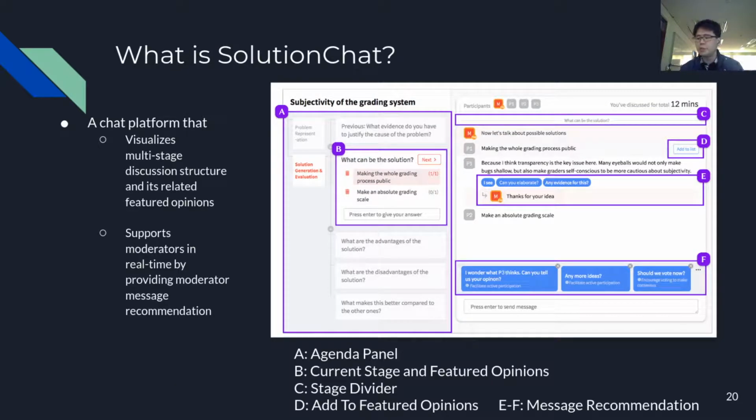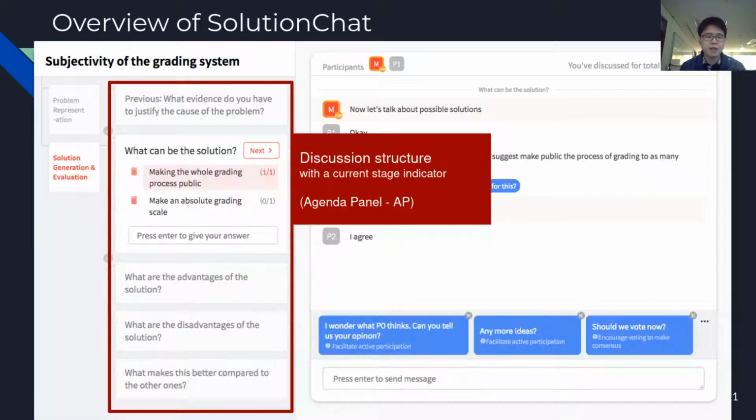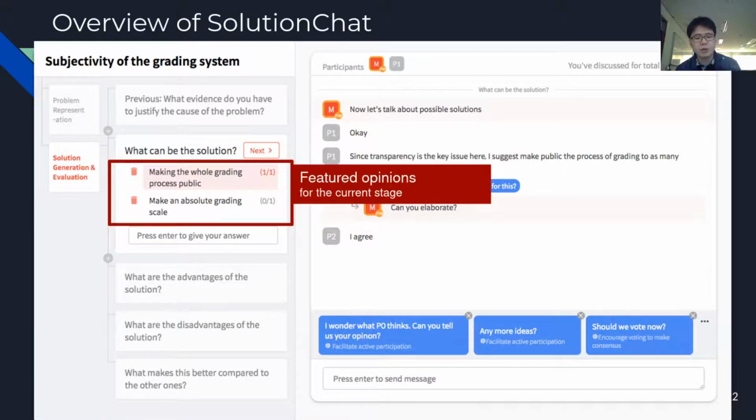SolutionChat visualizes a multi-stage discussion structure and a featured opinion with a voting feature. Also, it supports the moderator by recommending moderation messages in real time. If you look deeper at the left side, we can see the whole discussion structure, and the system highlights the current stage and its featured opinion.